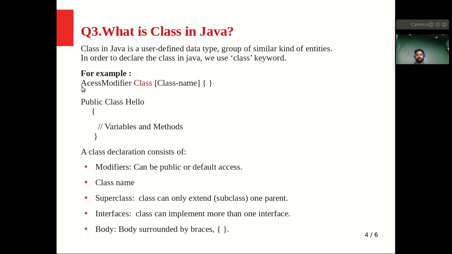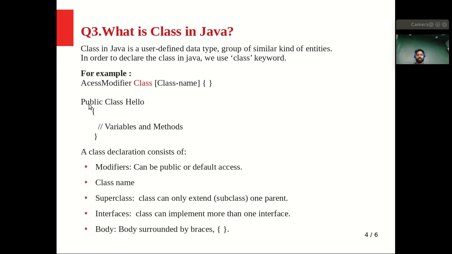Yeah, so public, private, default, and private. So these are the access modifiers, and after that we have to use the class keyword, and then we have to define the class name, and then we have to use the curly braces. So inside these curly braces we write the body.